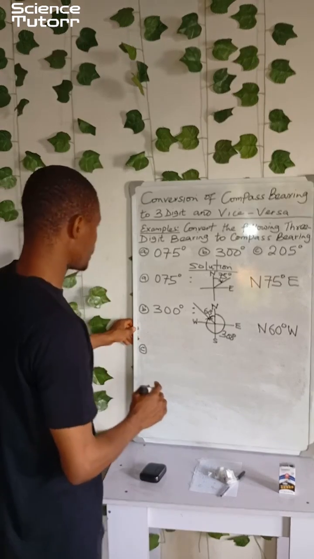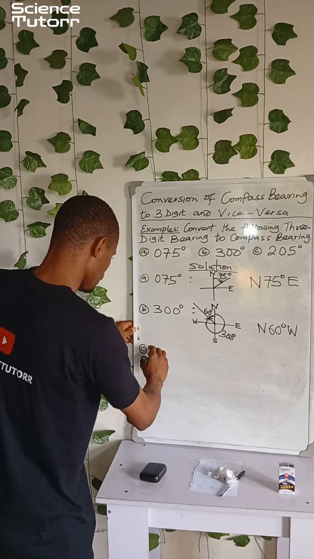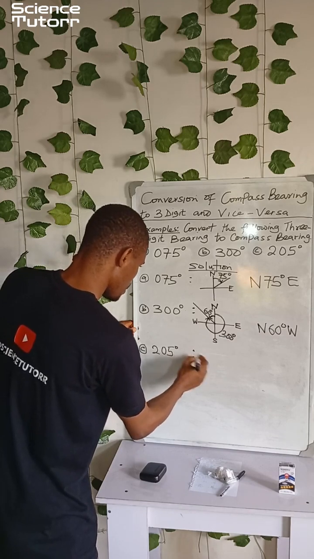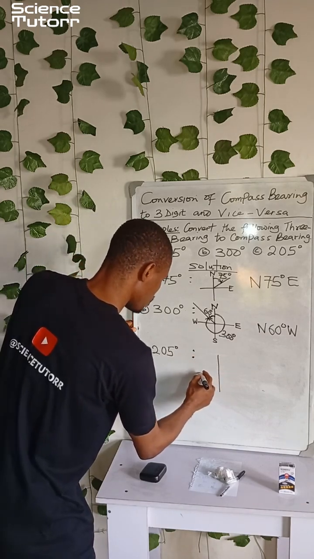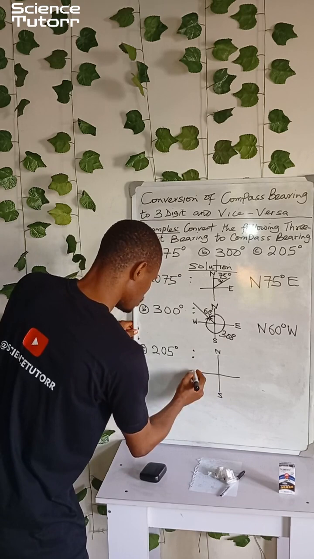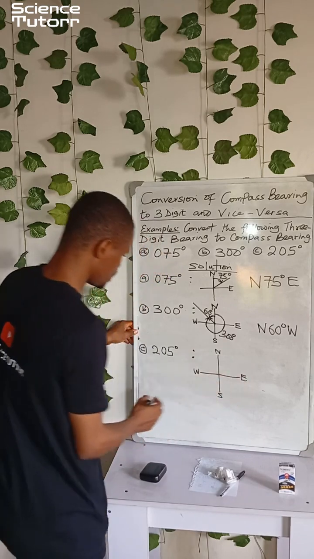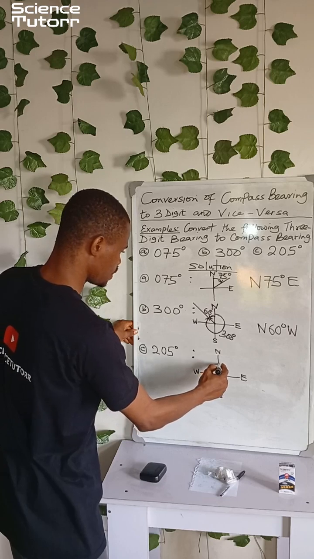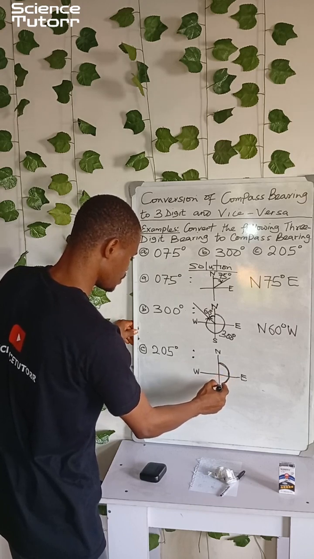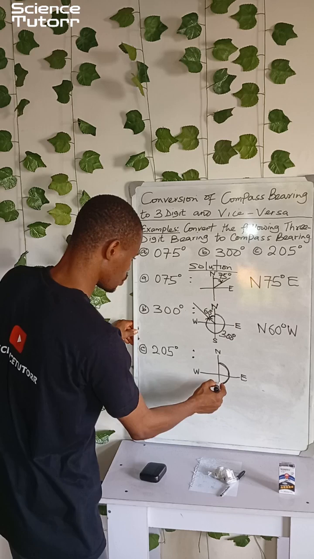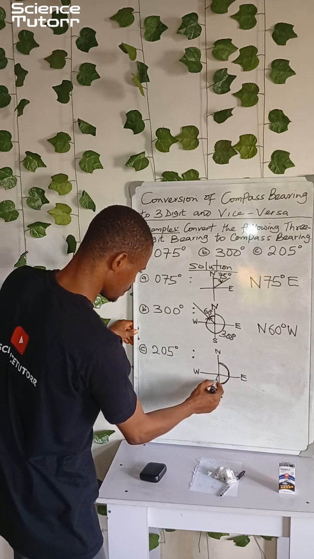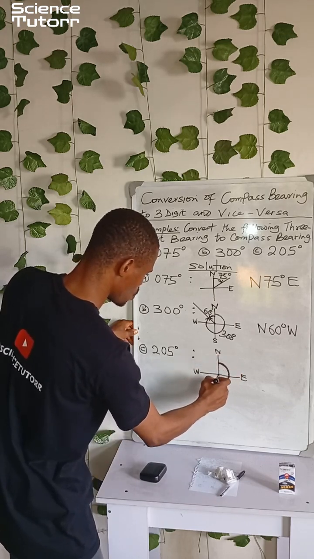And lastly and finally, we have 205, three-digit bearing, 205 degrees. With the help of our cardinal points, we can always sketch and see the outcome. This is north, south, west, and east. Now let's locate 205. This is 90. This is 180. This is 270. So 205 comes out a little bit down. So this is our direction. The whole of this is 205.